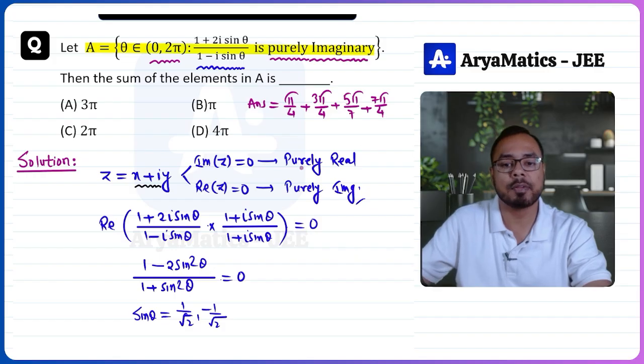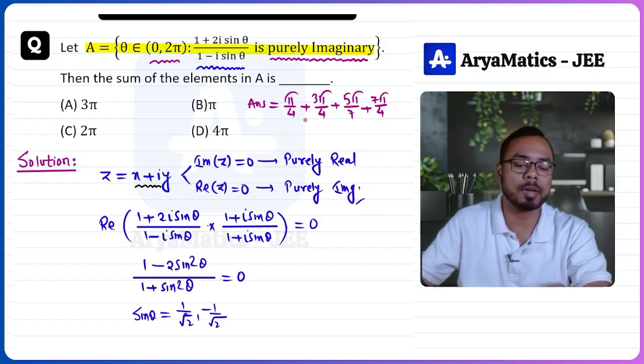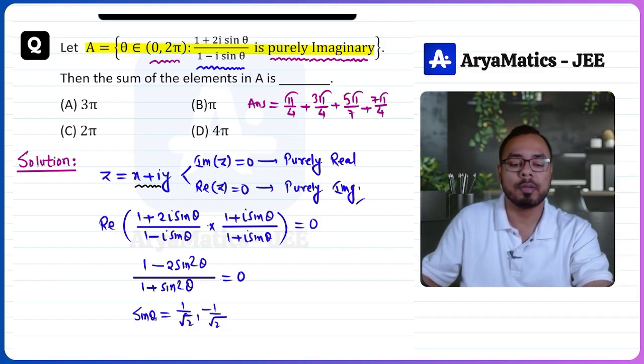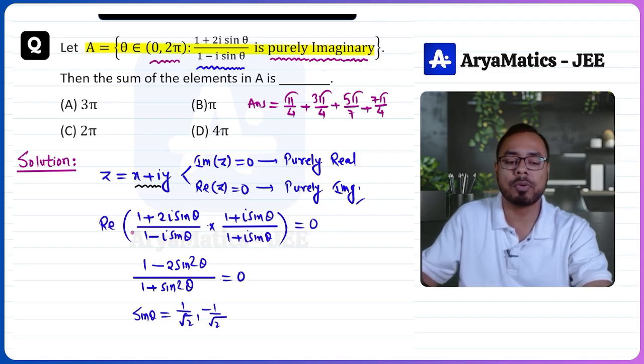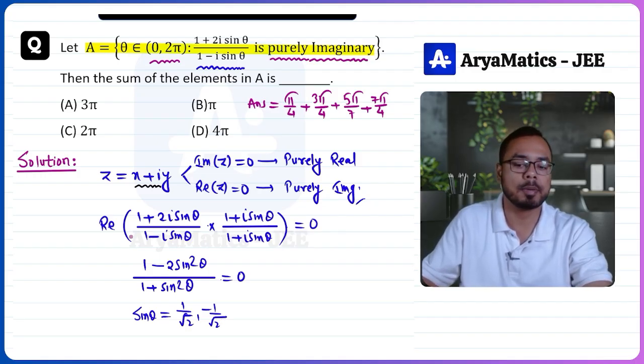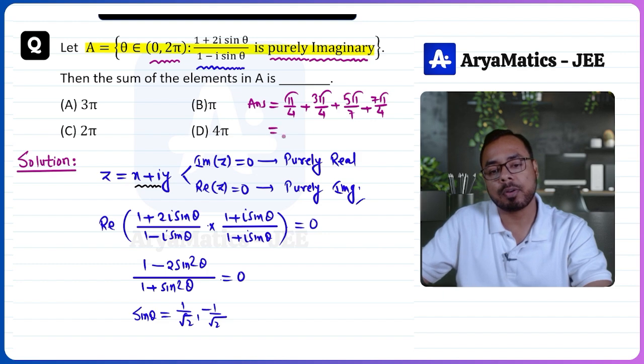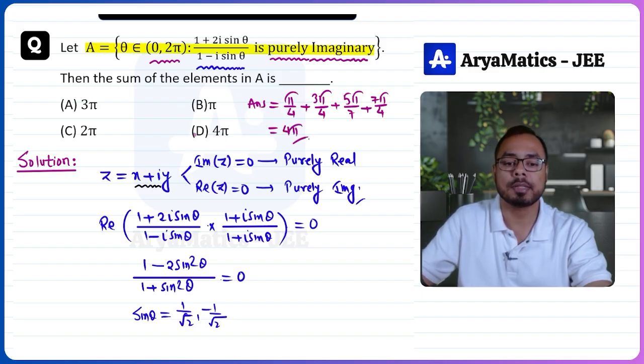So these are the different values of theta. These are the four different values of theta in 0 to 2 pi, where sine theta will be plus minus 1 by root 2, and the complex number will be purely imaginary. Now, after calculation, this will become 12 plus 4, 16 pi by 4. So that is 4 pi. And hence the correct answer for this problem will be the fourth option.